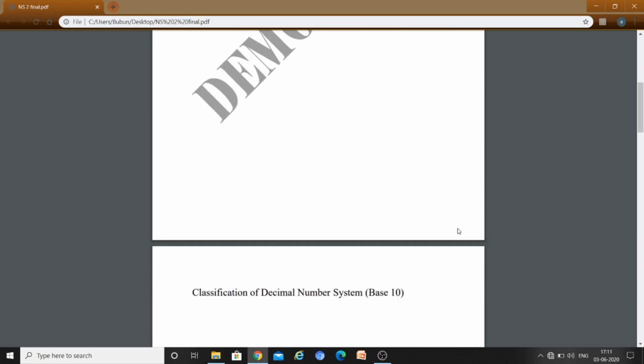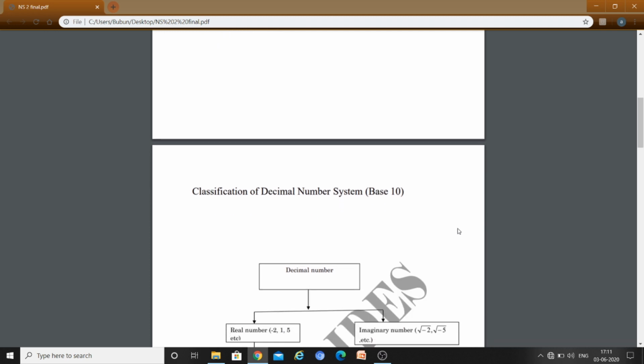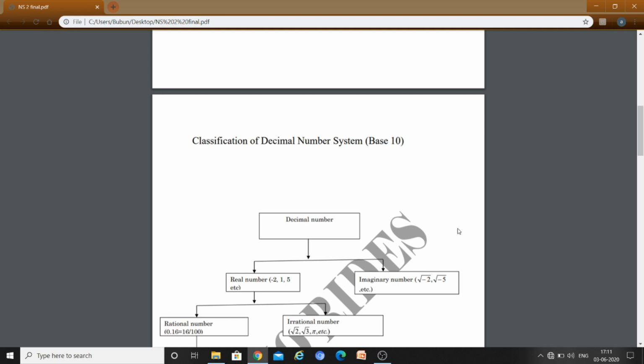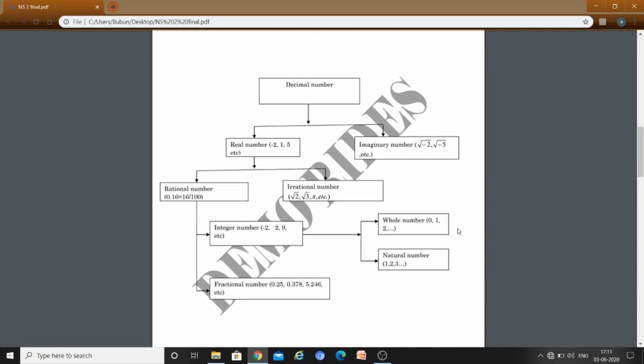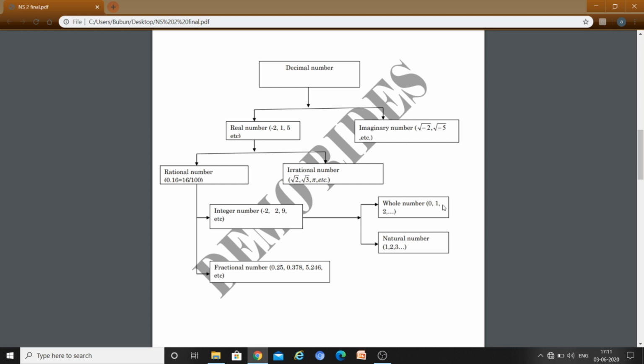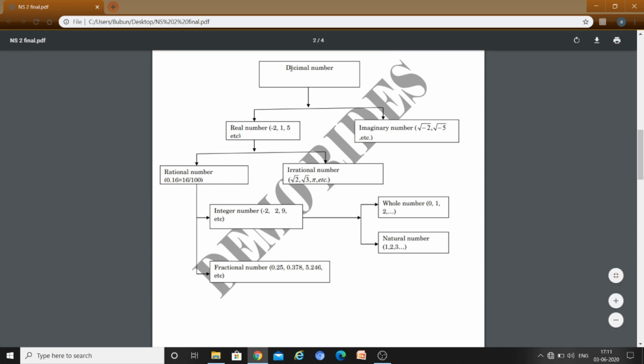We can classify the decimal number system based on their properties. We have a table here for your better understanding. You can pause the video and write down the table. So what's in the table? The decimal numbers we can classify into two different types: one is real number and one is imaginary number. The real numbers we can classify into rational and irrational numbers. The rational numbers we can classify into integer numbers and fractional numbers. And the integer numbers we can classify into whole numbers and natural numbers.